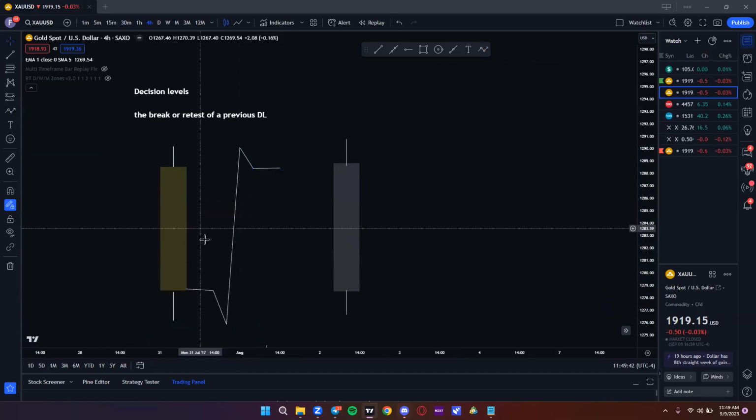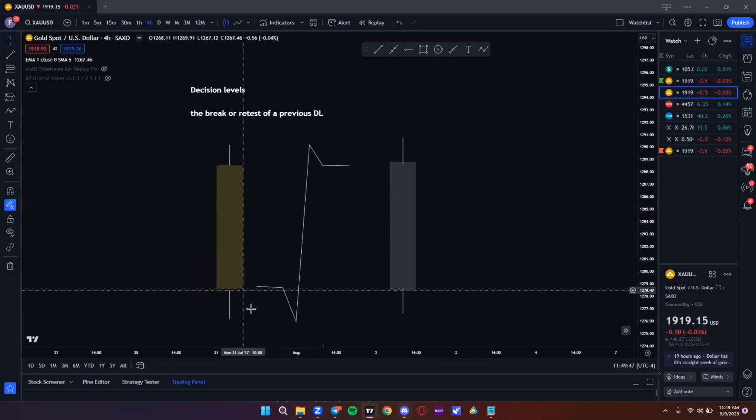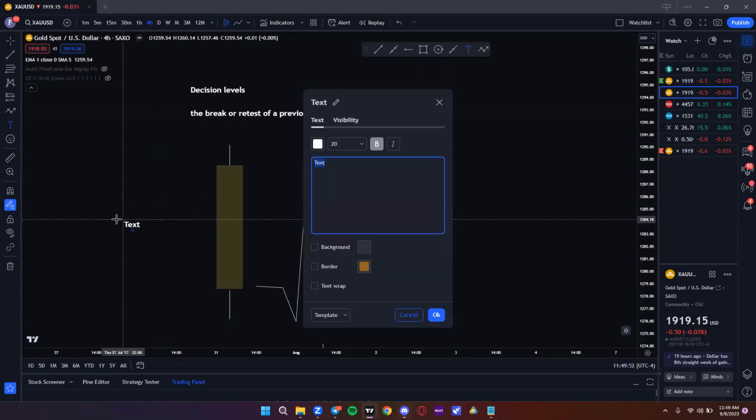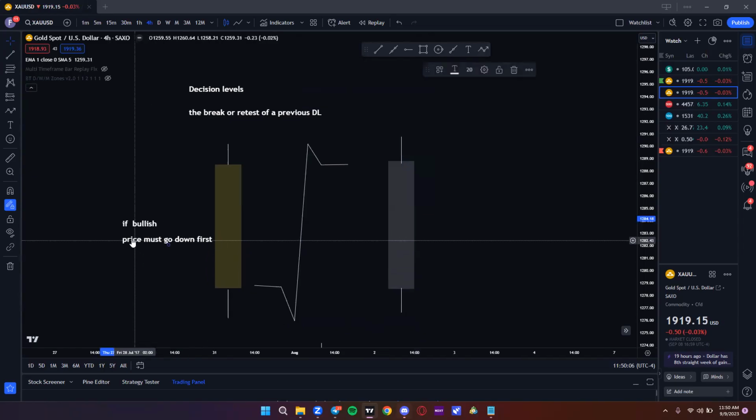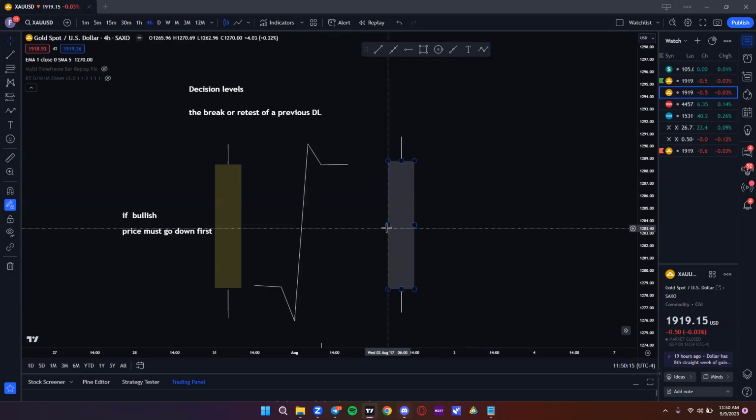So if I were to put this idea in writing, you would say that if bullish, price must go down first. If bullish, price must go down first. Open, low, high, and then close. Same with the flip side.